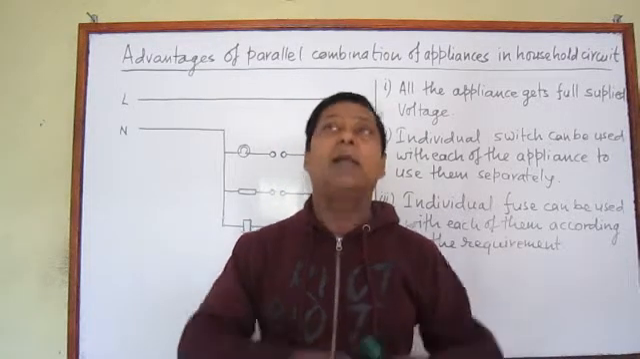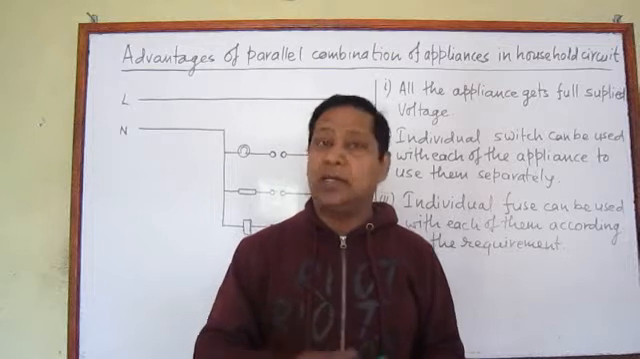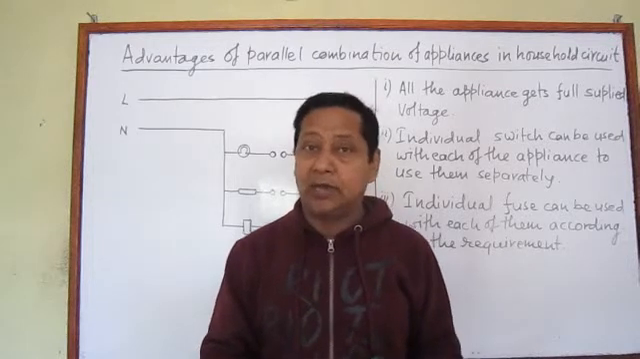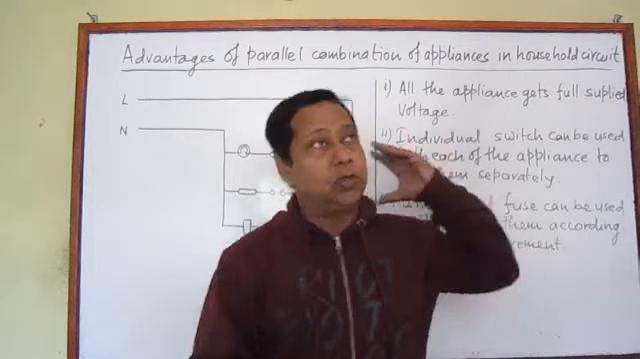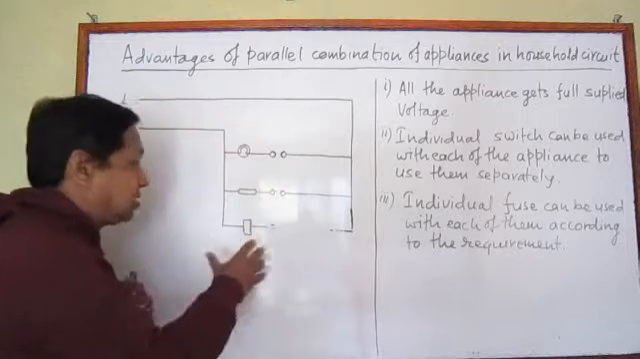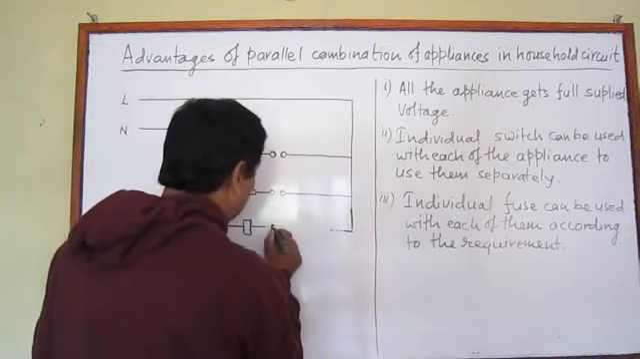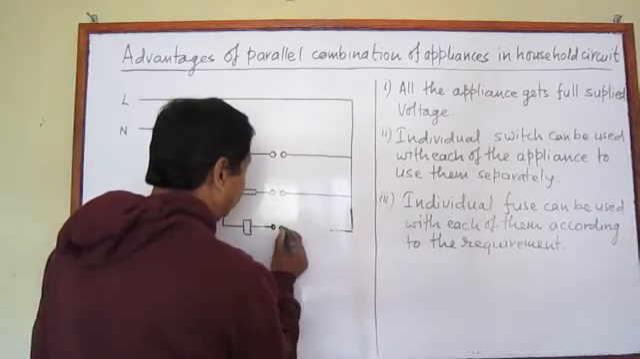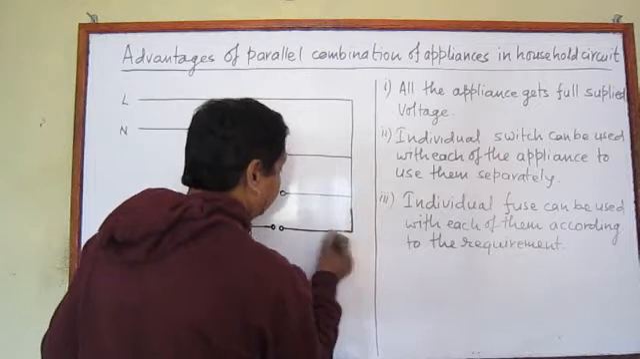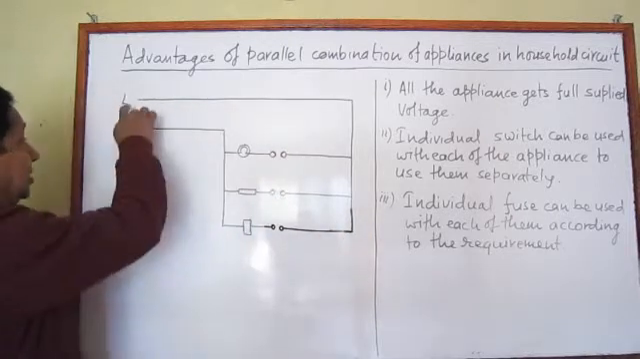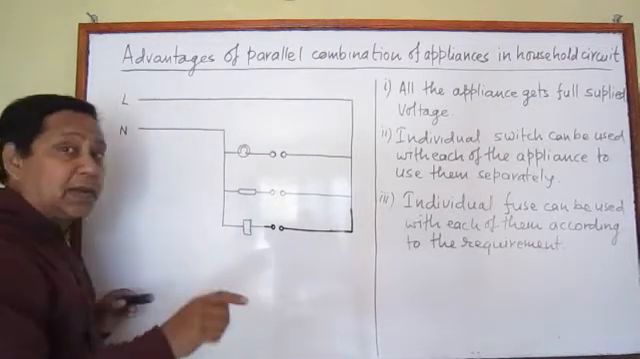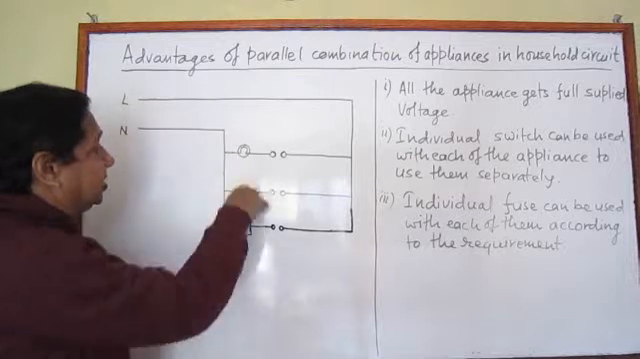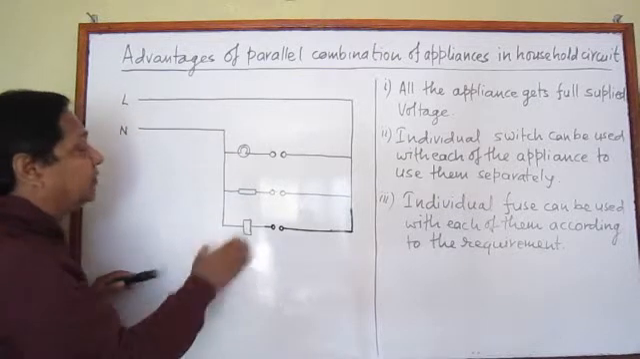All these appliances which we connect in a household circuit are connected in parallel with each other. I am going to show you a simple representation of parallel combination of these appliances. Look at this. This live line and neutral line, two lines are supplied to our household circuit, which are connected with different appliances. I am taking a few of them.